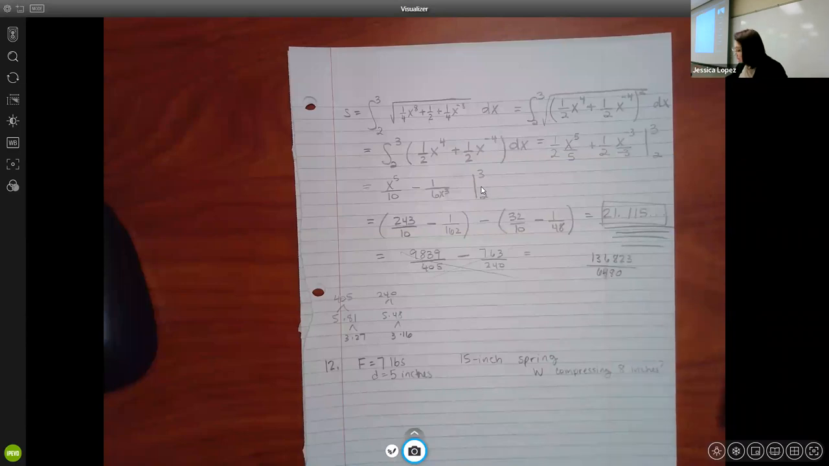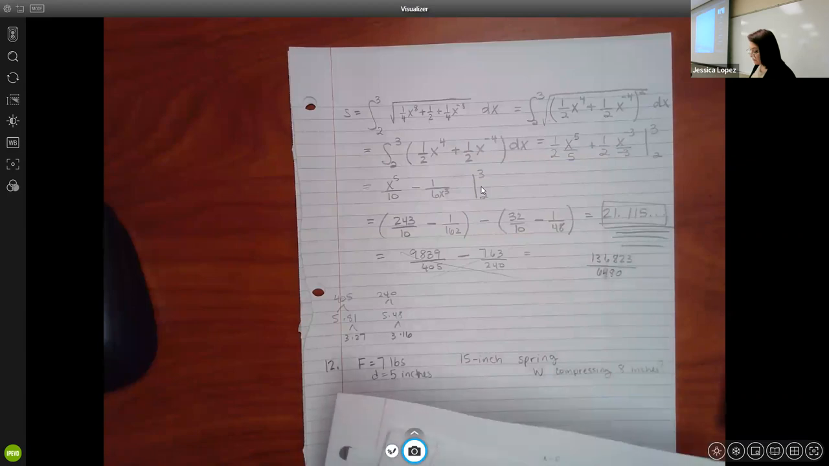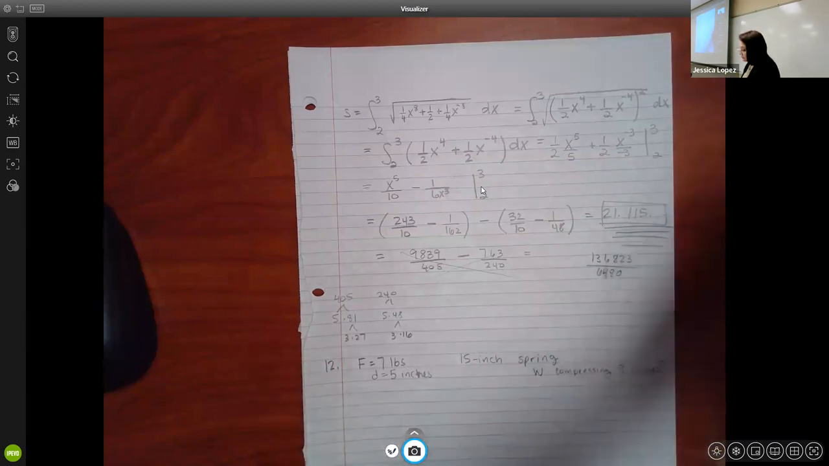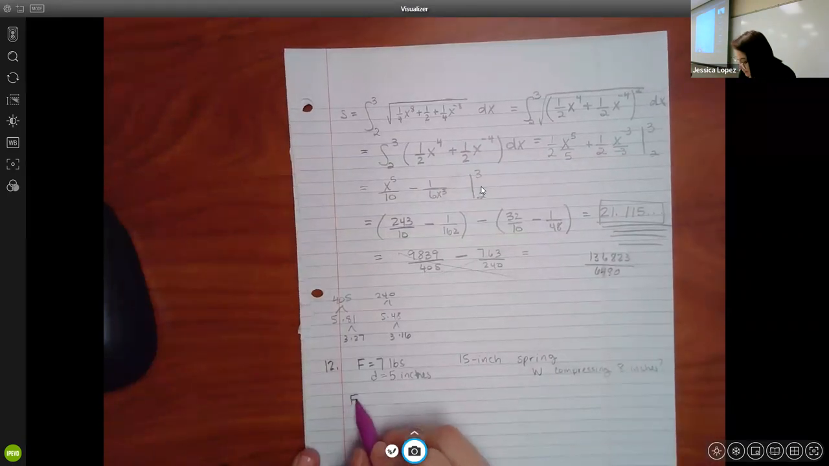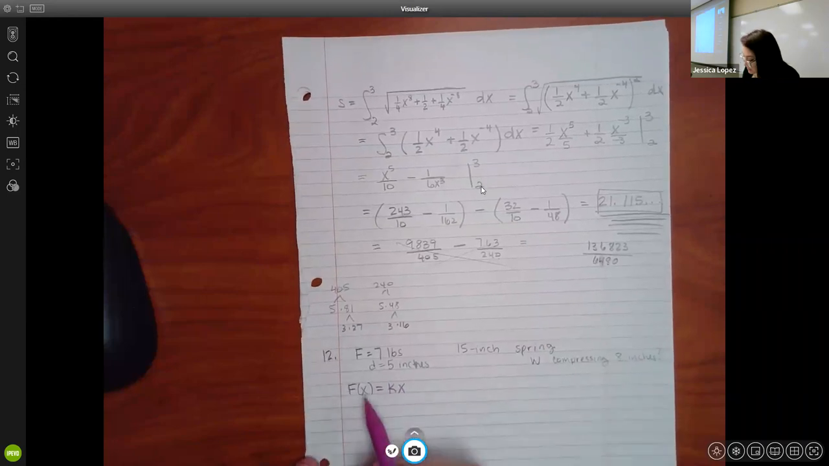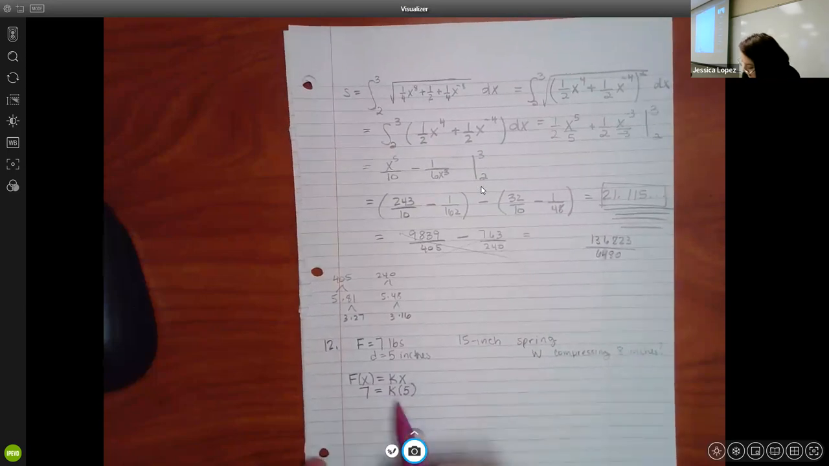So Hooke's law is actually number one. Okay. So Hooke's law is this one, f of x equals kx. And so the force that was given here was 7 pounds, and the distance that they traveled was 5 inches, right? So when I solve for k, it's going to be 7/5 equal to k.